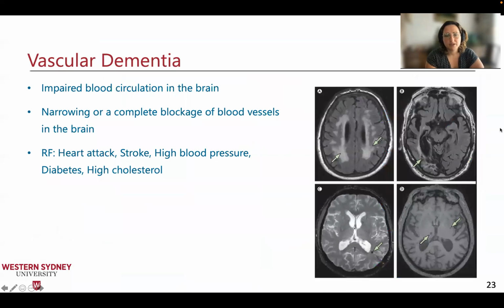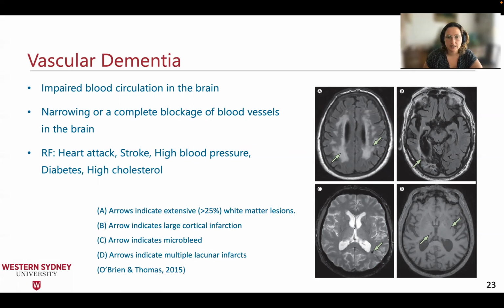The next type of dementia, which is our second leading cause of dementia, is vascular dementia. This is all to do with impaired blood circulation to the brain and within the brain. It often comes from the narrowing or a complete blockage of blood vessels in the brain, and often happens from things such as a heart attack, a stroke, high blood pressure, diabetes, or high cholesterol. There are different types of vascular dementia, which I won't get into in too much detail.